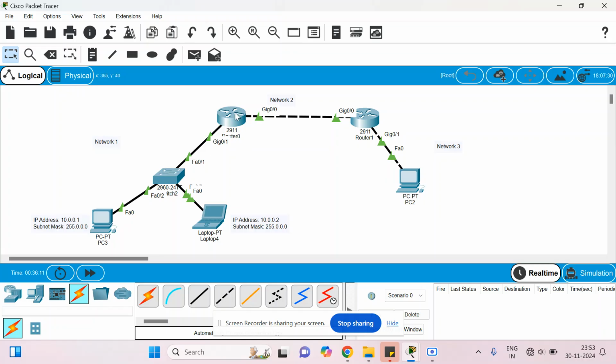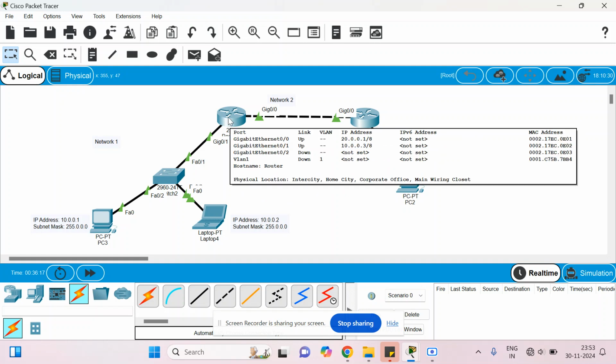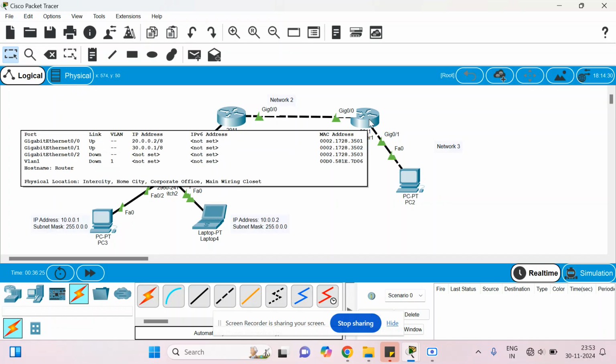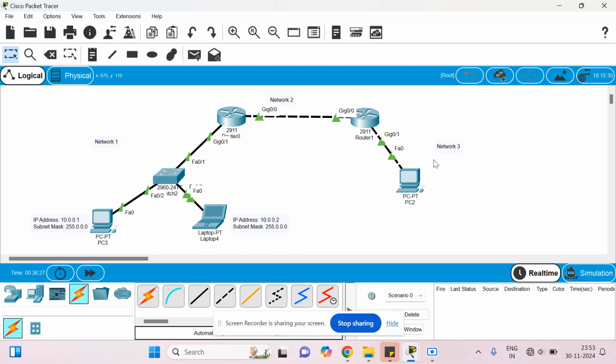So open the first router, and in this, how many networks are connected to router 1? There are only two networks, network 1 and network 2, that is 10 network and 20. And to router 2, the second router, how many networks are connected? Again 2, which is network 2 and network 3, means 20 network and 30 network range. So we have to configure accordingly.